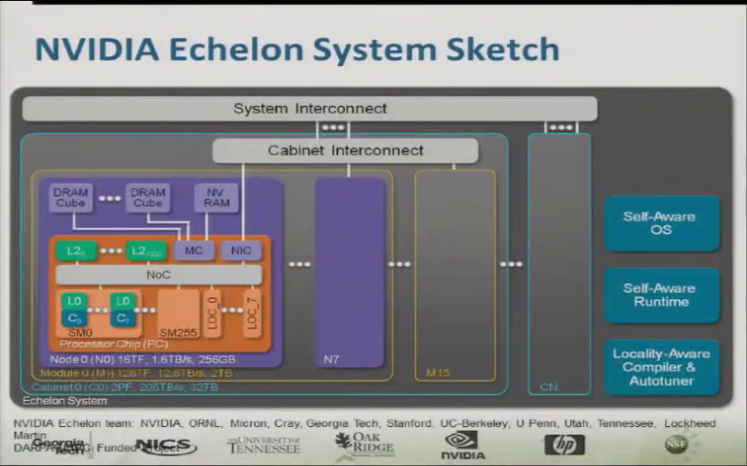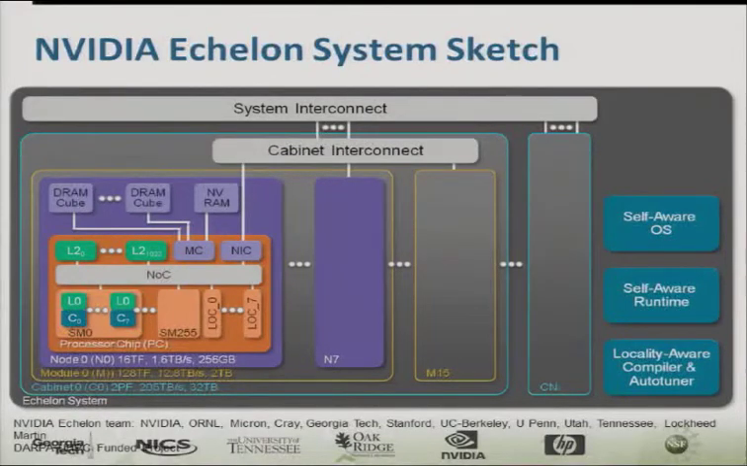x86 type of cores, or ARM. And then you've got some L2 cache and a memory controller and a network interface. That memory controller goes out to some stacked RAM cubes and non-volatile memory that we can have. And that can be used for resiliency or big lookup tables or a lot of different features.